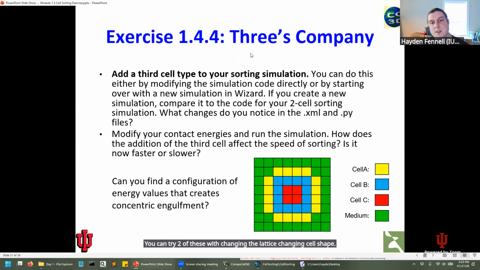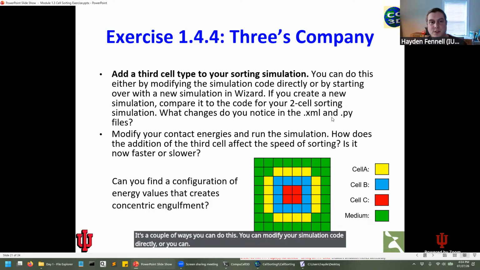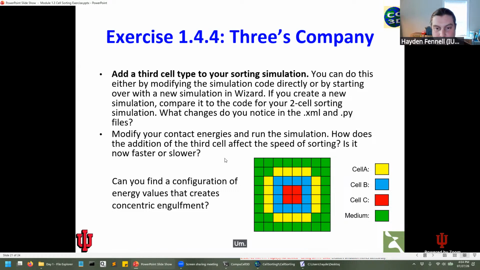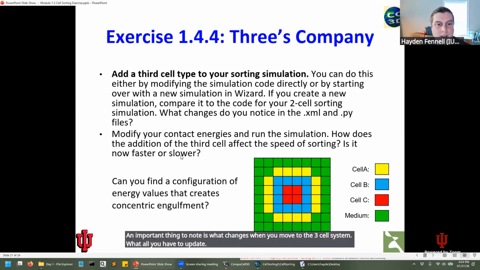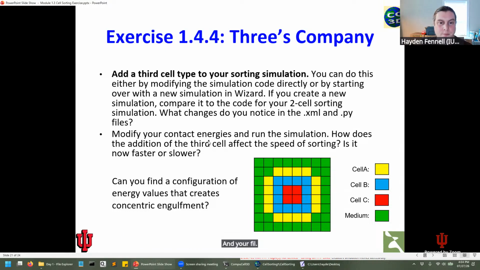Another option is to add a third cell type to your sorting simulation. There's a couple ways you can do this. You can modify your simulation code directly, or you can start a new simulation with Wizard. An important thing to note is what changes when you move to the 3-cell system, what all you have to update in your files to make it run properly.